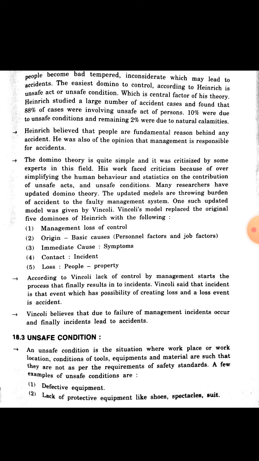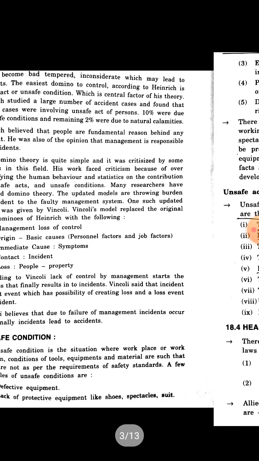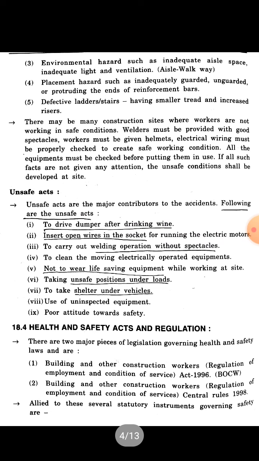A few examples of an unsafe condition are given. First, defective equipment like a road roller or tower crane is defective and not working properly, so it creates an accident situation. Second is a lack of protective equipment like safety suits. It is a requirement for safety purposes, but here this requirement is lacking, so it is one type of unsafe condition.